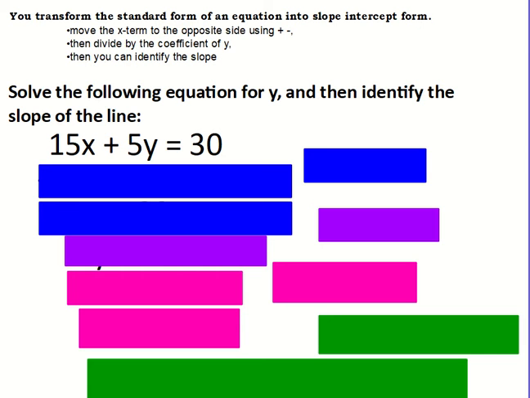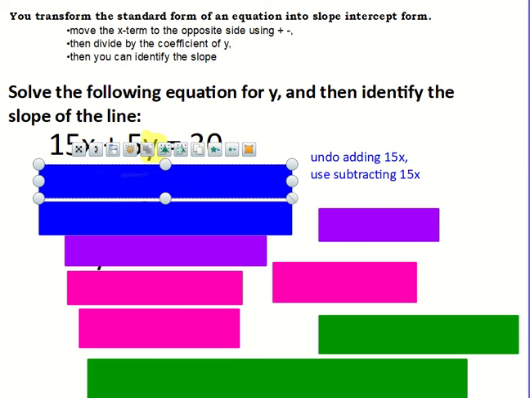So here's our example. Solve the following equation for y, and then identify the slope of the line. So again, we're trying to solve for y to get this equation in slope-intercept form. So we want to isolate the y by itself on one side. So I'm going to move over the 15x. So the opposite of adding 15x is subtracting 15x. So I'm going to subtract 15x from the left-hand side and the right-hand side of the equation.